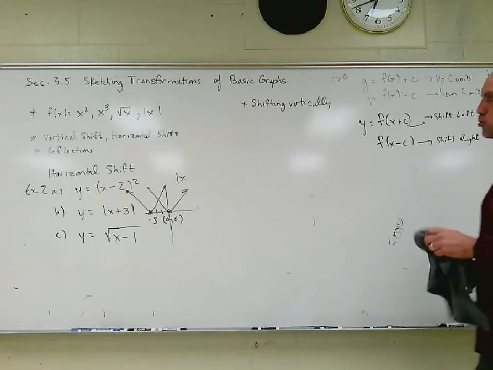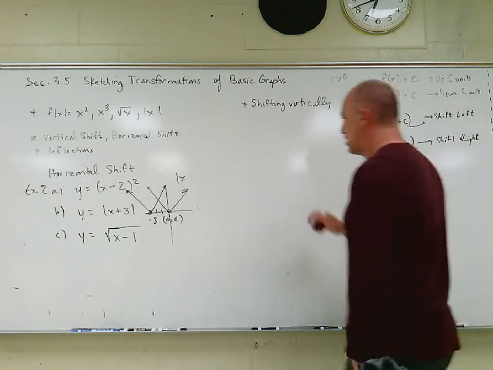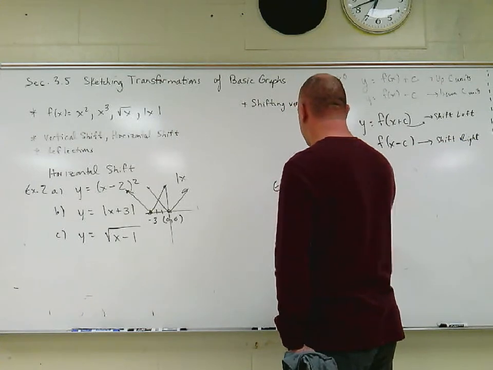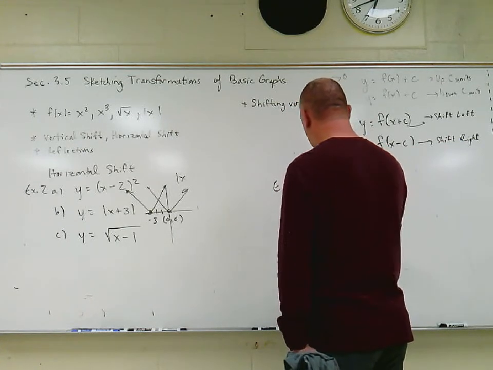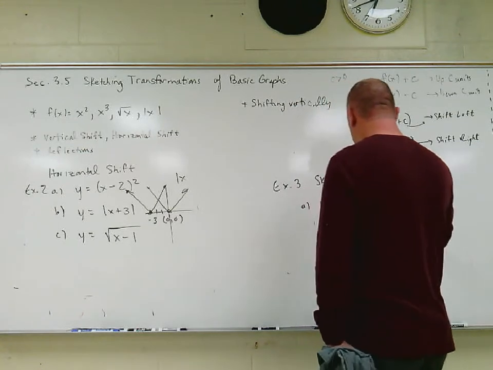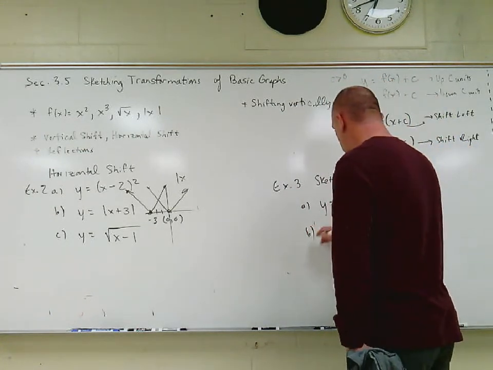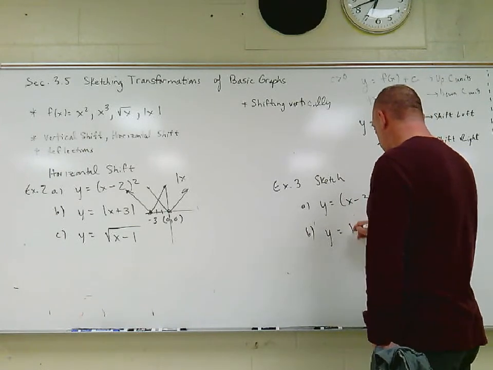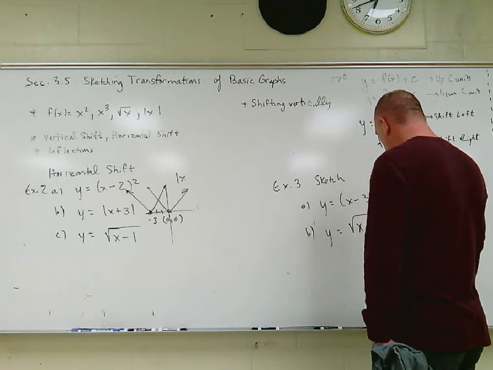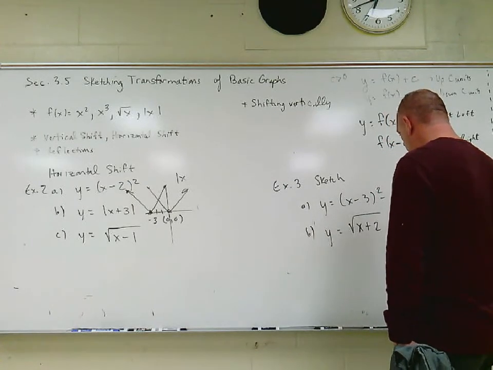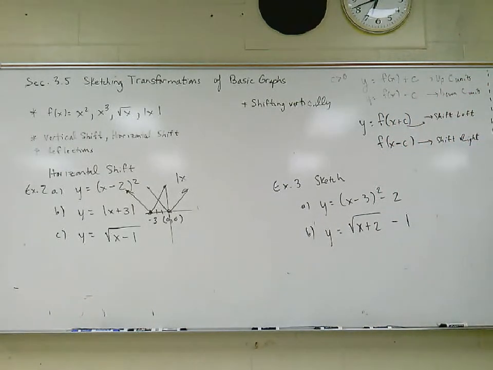All right. So now you should be able to do two graphs at once. So see if you can sketch this. So we'll call this example 3, sketch. I'll put a couple of these. Can you do (x minus 3) squared minus 2? And can you do square root of x plus 2 minus 1? So see if you can sketch each of those. You can use what you were saying, because it's right. So inside is horizontal and outside is vertical.